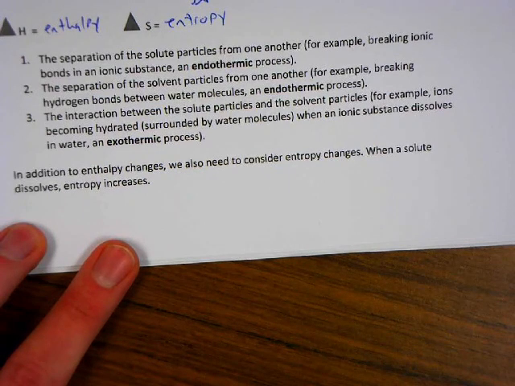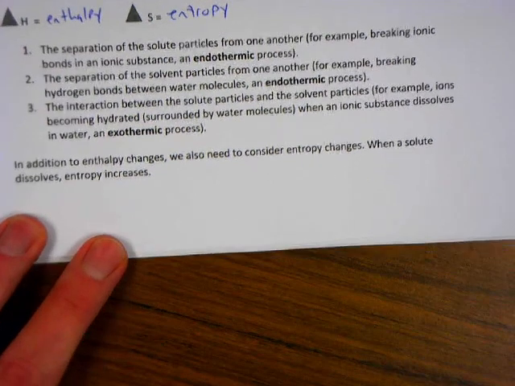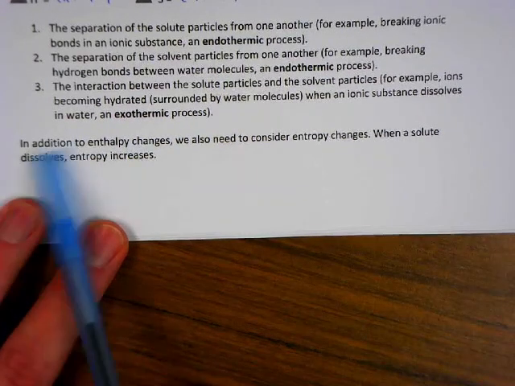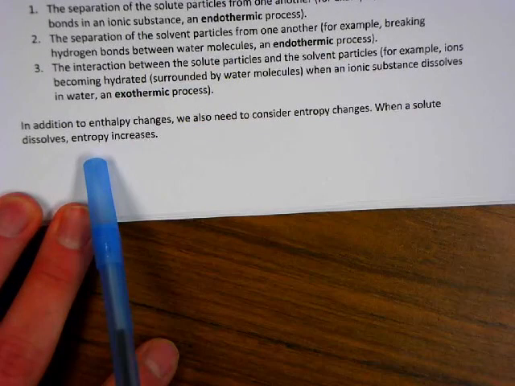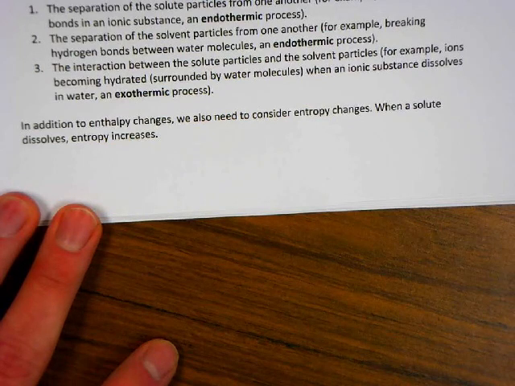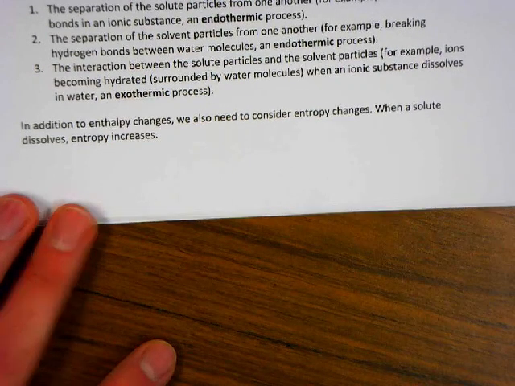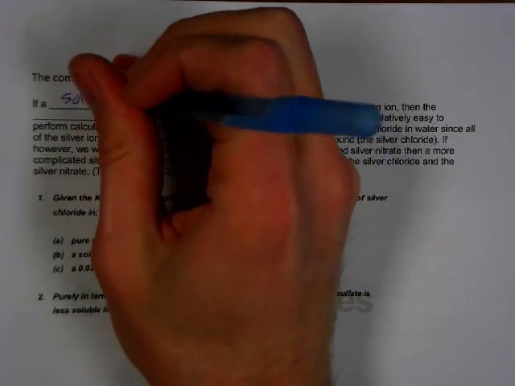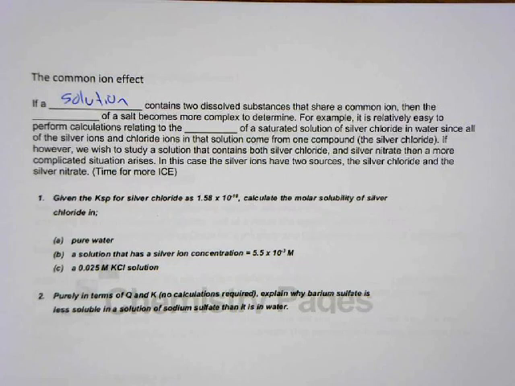But the interaction between the solute particles and the solvent, once those happen, that's actually an exothermic process because they want to. You saw in our water bottles over there that those ions want to interact with the polar ends of the water. So that is an exothermic process. In addition to enthalpy changes, we also need to consider entropy changes. When a solute dissolves, entropy increases, right? It's going to be more disordered. Okay. Flip it.